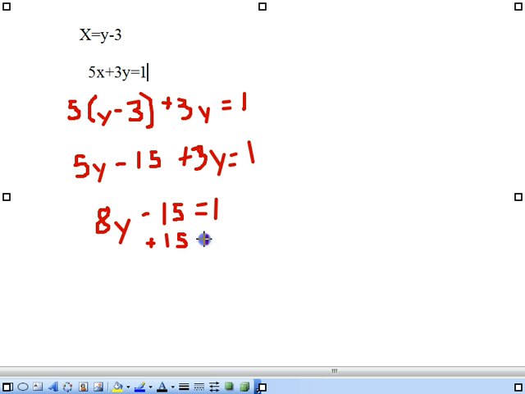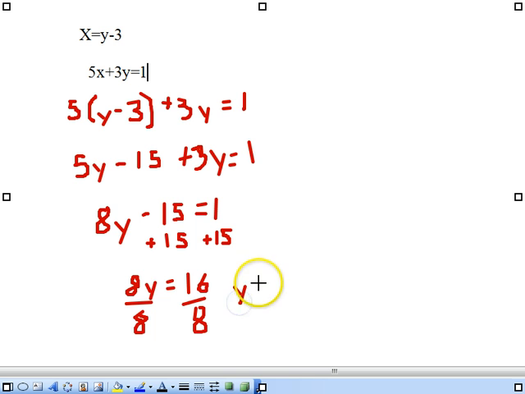So just adding 15 to both sides. There we go. So now we get 8y. 1 plus 15 is 16. So 8y is equal to 16. Then divide by 8 on both sides because we need to isolate the variable y. And of course you get y is equal to 2 because 16 divided by 8 is 2.